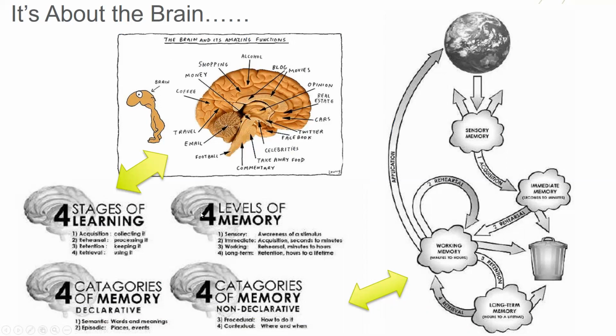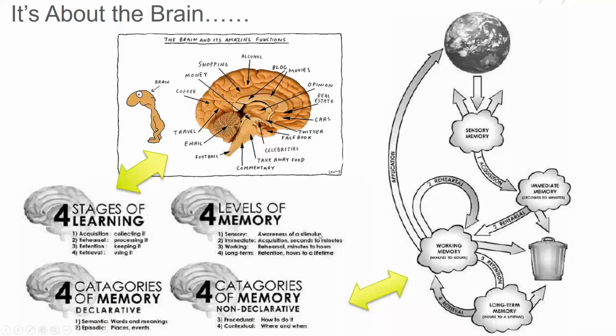What we've really got here is an interaction between learning and memory. And just to explain to you how things happen, we've got 4 stages of learning. We acquire things, we collect them. We then rehearse them. We then retain it, and then we retrieve it. So that's learning. That goes into our memory.